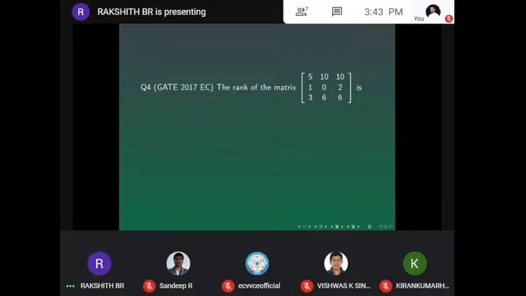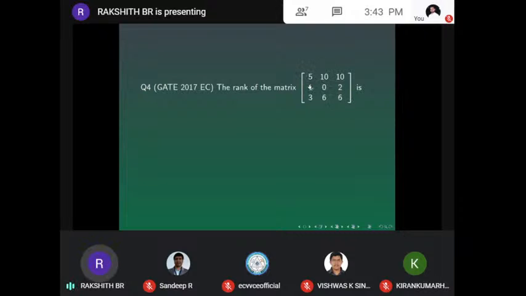From the given matrix, you can easily see the first row and the last row. What is the first row? It is 5, 10, 10, and the last row is 3, 6, 6. They are not linearly independent; they are dependent. The first row and the last row are linearly dependent. They are multiples of each other. The first row simply stands for 5 times 1, 2, 2, and the third row simply stands for 3 times 1, 2, 2. So the first and third rows are linearly dependent.